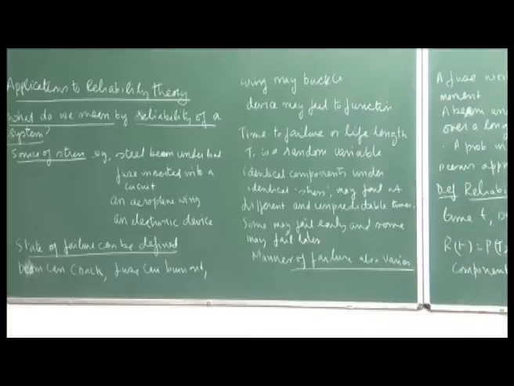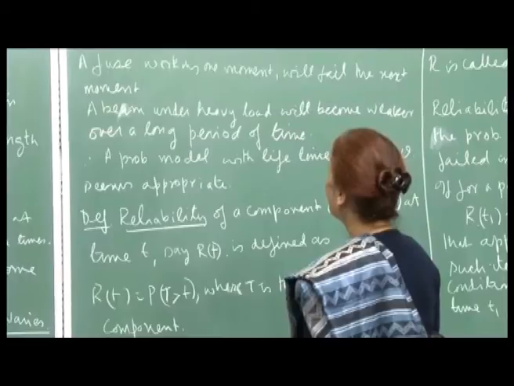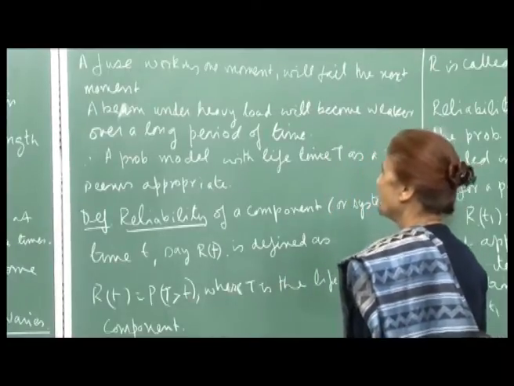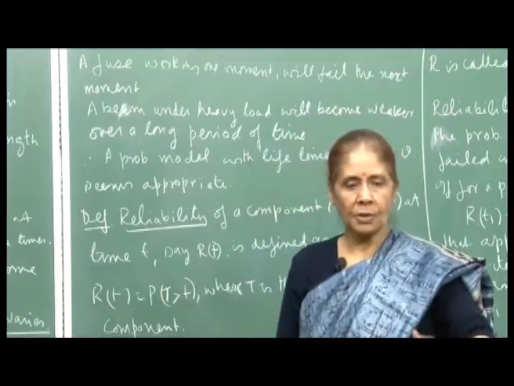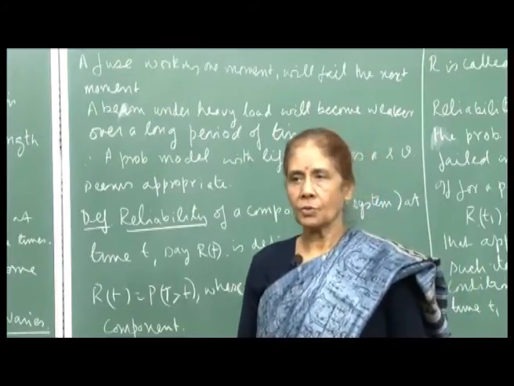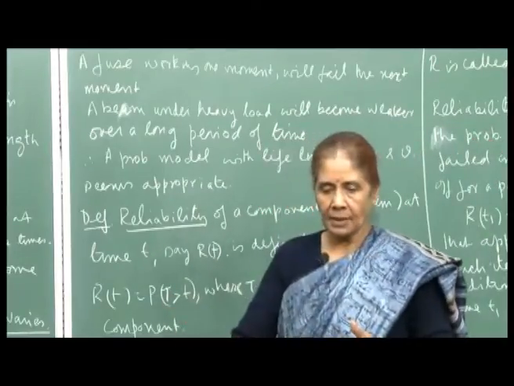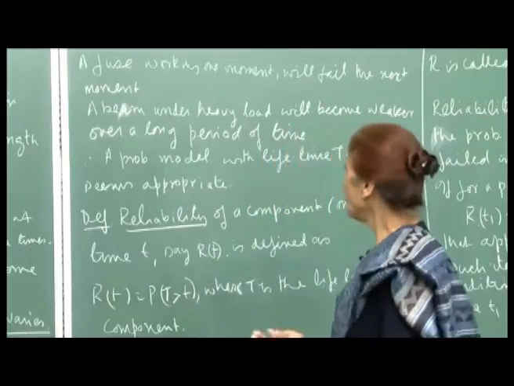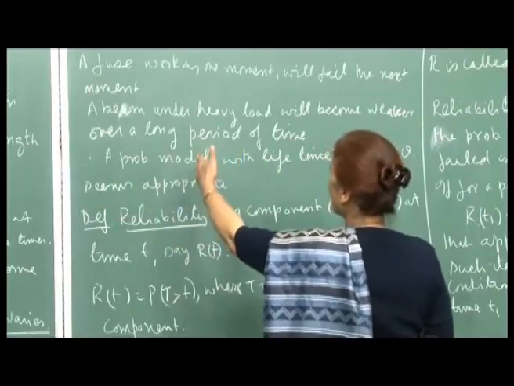Okay. So, the manner of failure: a fuse working one moment will fail the next moment. Suddenly you find that it is not working; you were having good output, the radio was functioning very well, broadcasting, and suddenly it goes out. The beam, on the other hand, steadily over a long period becomes weaker and weaker, and then it cracks. So, here again, there are so many other situations you can talk about.